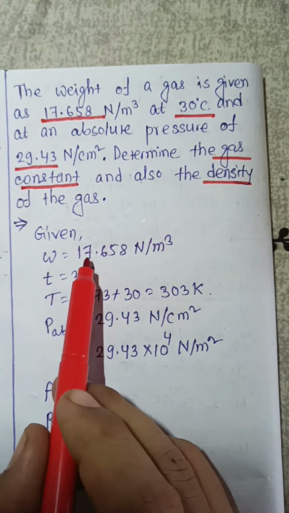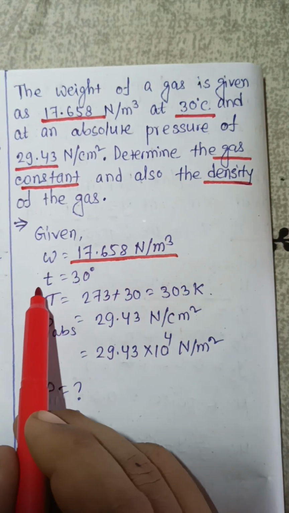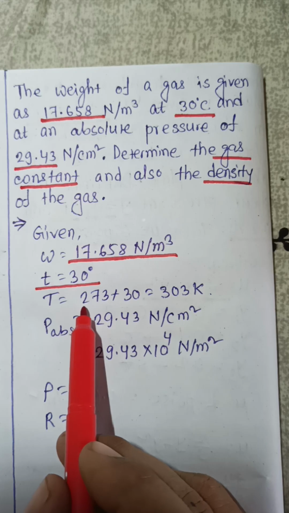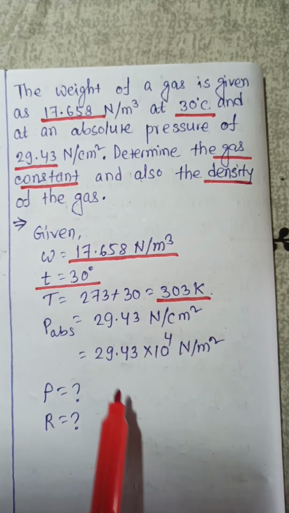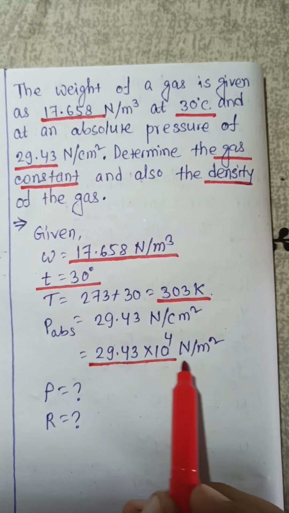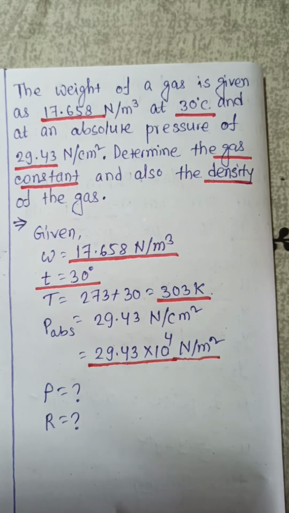So what is given? Omega, that is the specific weight, 17.658 Newton per meter cube. Temperature is 30 degrees Celsius. If you want to convert it into Kelvin, you have to add 273, so 273 plus 30 is 303 Kelvin. Absolute pressure is given as 29.43 Newton per centimeter square, that is equal to 29.43 into 10 to the power 4 Newton per meter square. You have to calculate the density rho and the gas constant R.